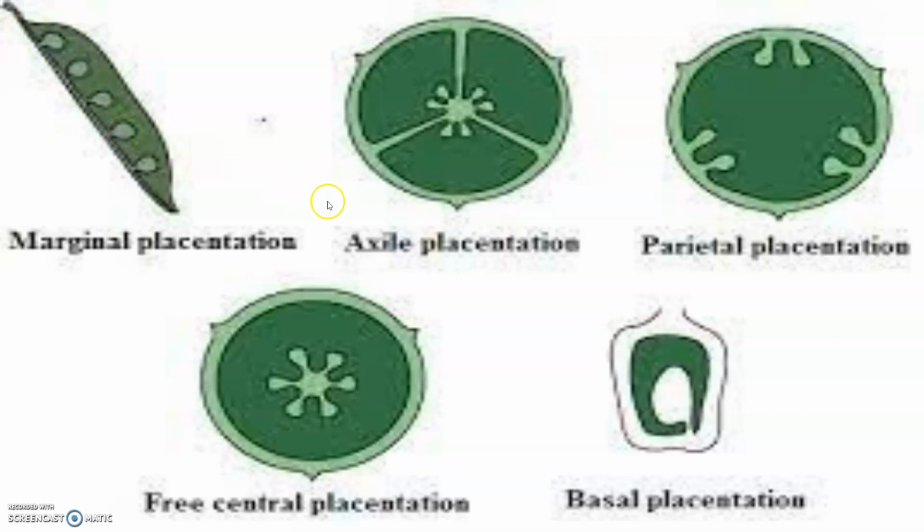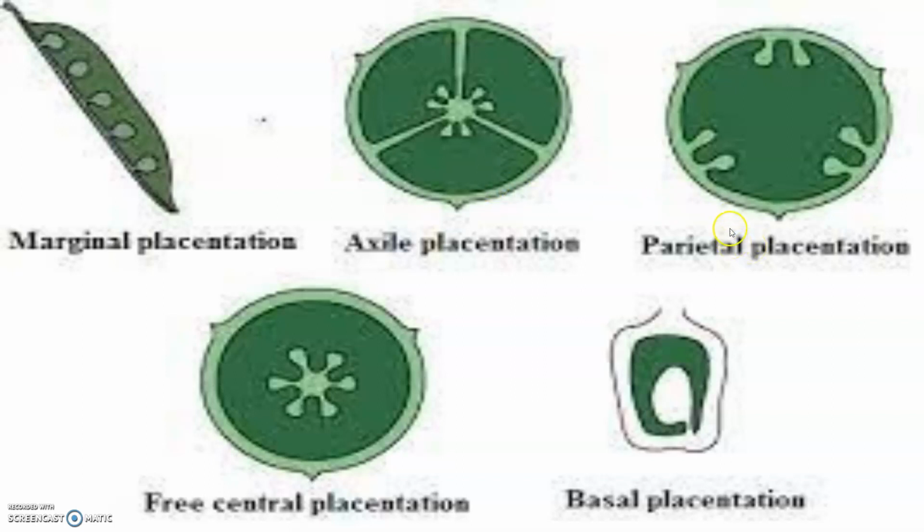That is in a pea, whereas in the case of axial placentation, the ovules are attached in the multilocular ovary, and this type of placentation is axial, like in China rose, tomato or lemon.